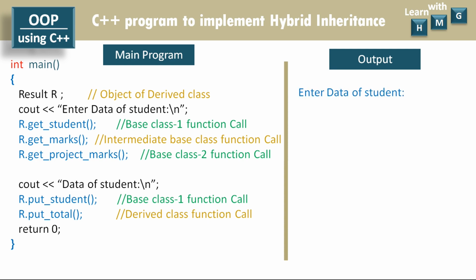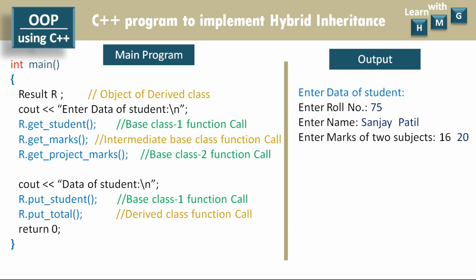So like this, your main function is defined, and let us run the program and see what the output will be. First of all, the message will be displayed, enter data of student. Then enter roll number, the user may enter 75. Then enter name, the user may enter Sanjay Patil, suppose. Enter marks of two subjects, that is the test marks, 16 and 20. These two values are entered. Enter micro project marks, the marks 10 are entered.